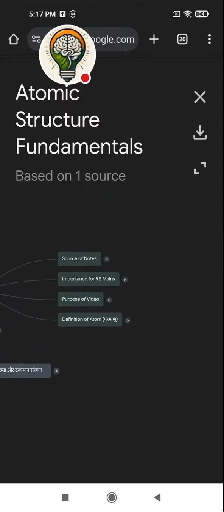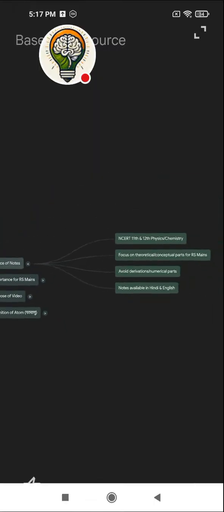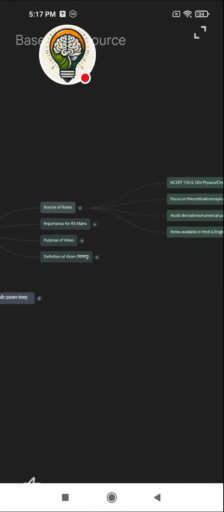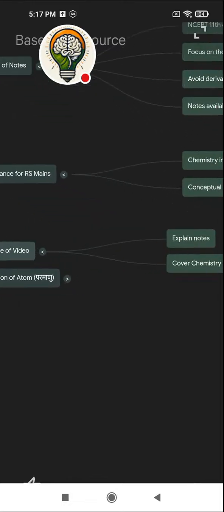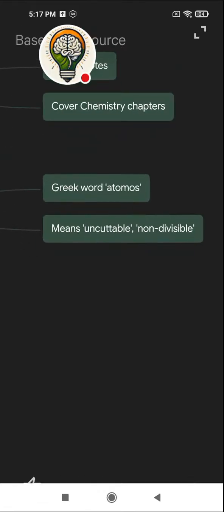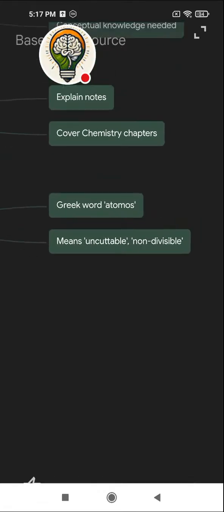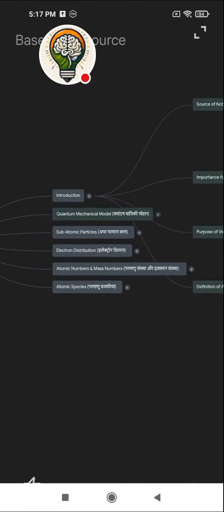The structure of atom. The definition of atom: the Greek word atmos means uncuttable or non-divisible. So, what is the atomic model?